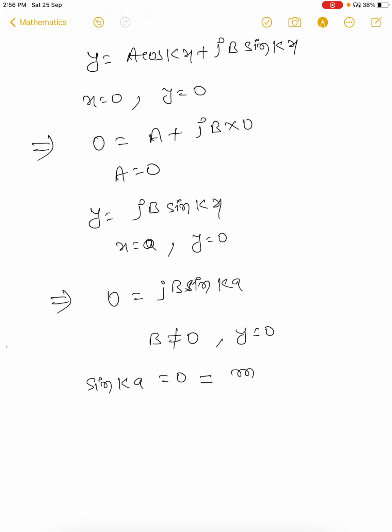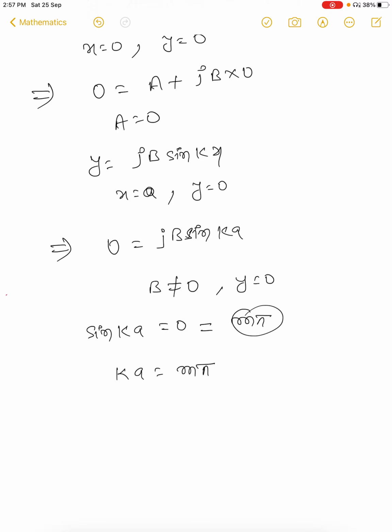Then sin m pi, so ka is equal to m pi. So k is equal to m pi by a.